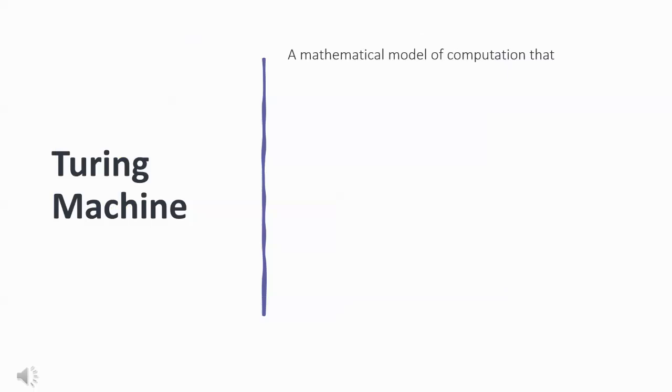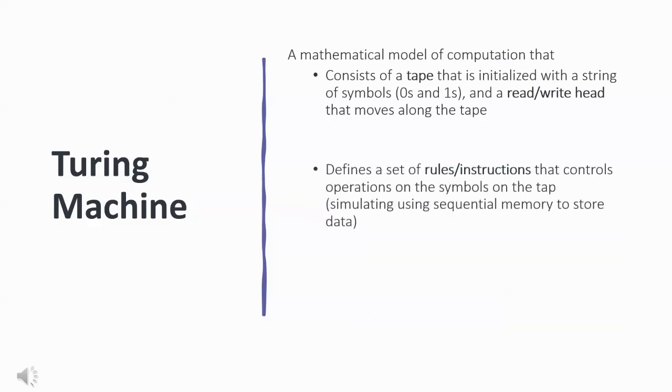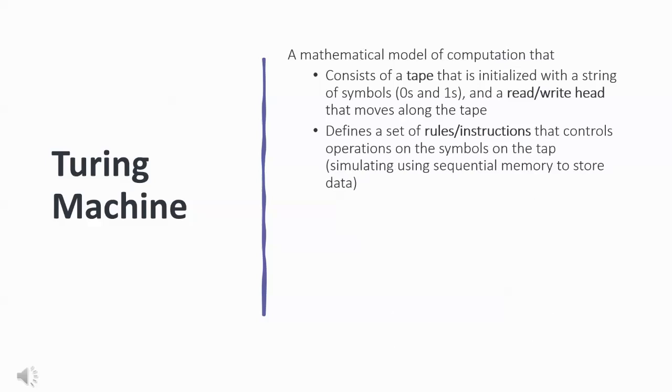Another model is Turing machine. Turing machine is a mathematical model of computation that consists of a tape that is initialized with a string of symbols, such as zeros and ones, and a read-write head that moves along the tape. It defines a set of rules or instructions that controls operations on the symbols on the tape to simulate using sequential memory to store data.